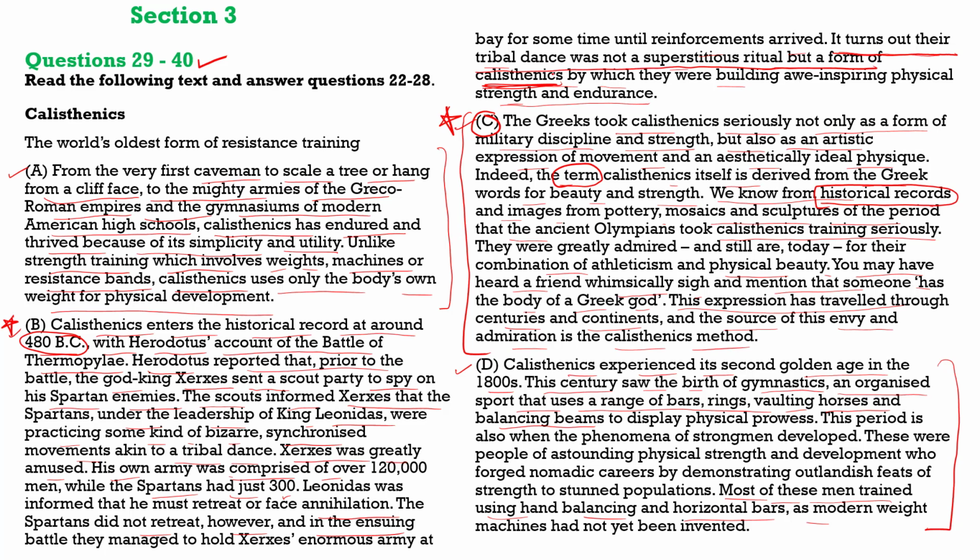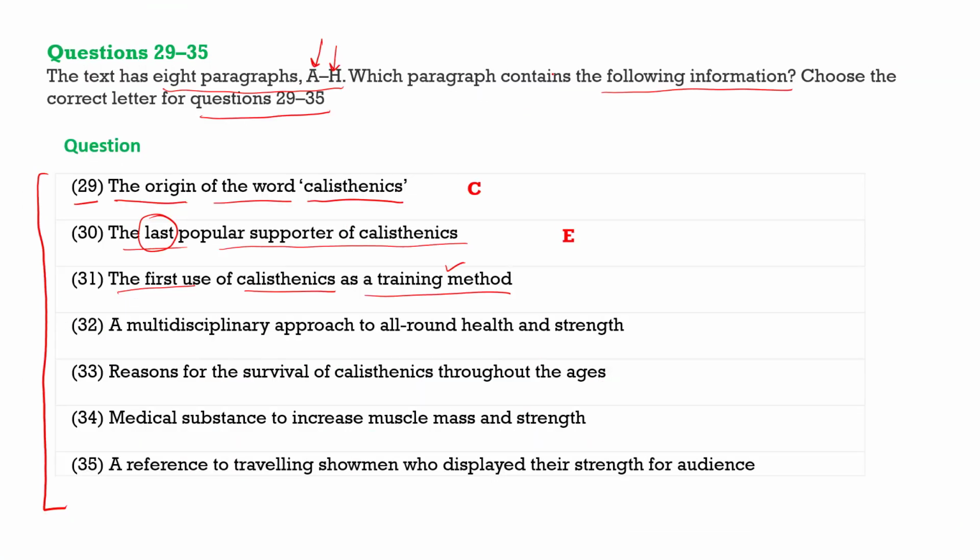So, therefore, the question is, when was calisthenics first used? Right? So, what is the answer? The answer to question number 31, the first use of calisthenics: when was calisthenics used first time as a training method? It was used by Spartans. This is mentioned in paragraph number B. So what is the answer?